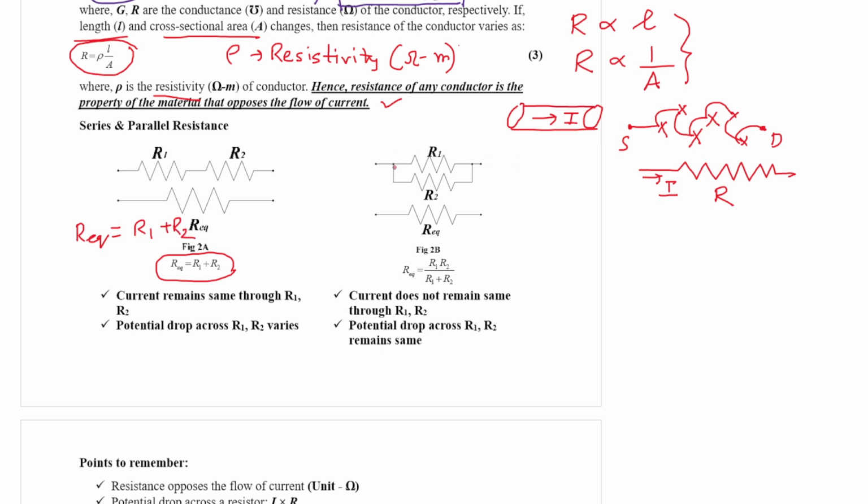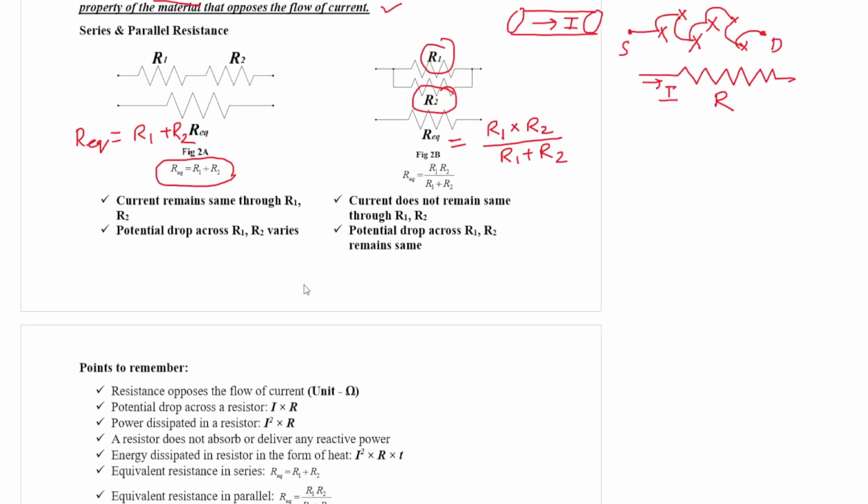Similarly, if the two resistances R1 and R2 are connected in parallel, then the equivalent resistance would be given by this formula, R1 into R2 divided by R1 plus R2. This is the normal 11-12 standard physics.